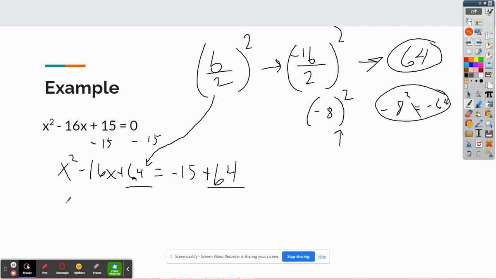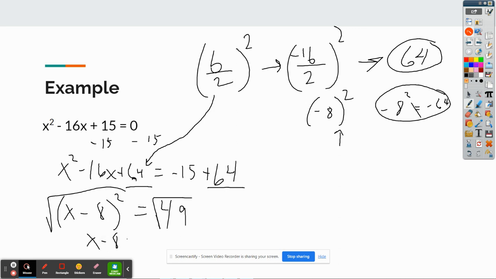And so what do we get here on the left side? We get x minus 8 to the power of 2. And on the right side, what does this get me? 49. Negative 15 plus 64 is 49. Now you're going to square root both sides. That leaves me with x minus 8. And on this side, it leaves me with a positive or a negative 7.